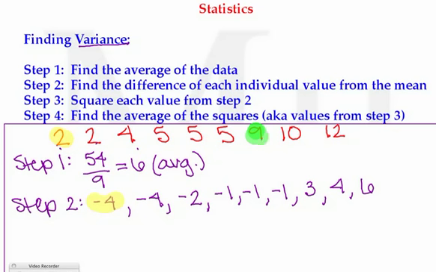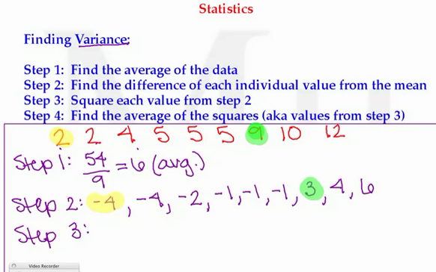Okay, so we move on now to step 3. Step 3 tells us to square all of these values. So remember, squaring means to multiply by itself. So when we do that, -4 times -4 will give you 16. Again, 16.